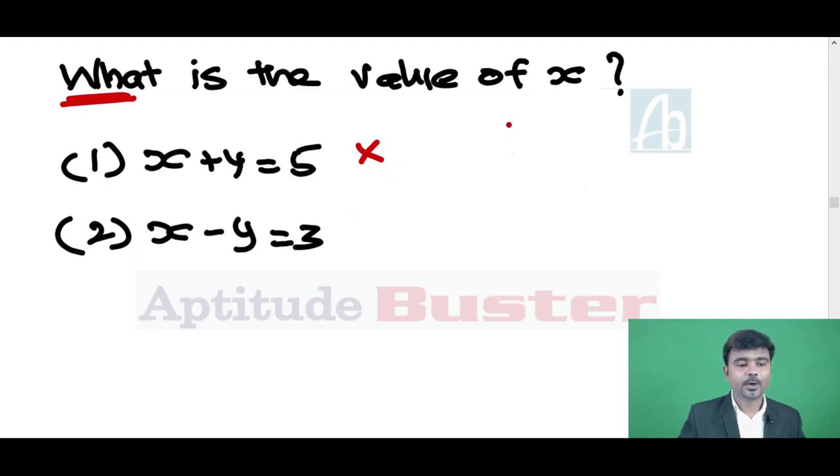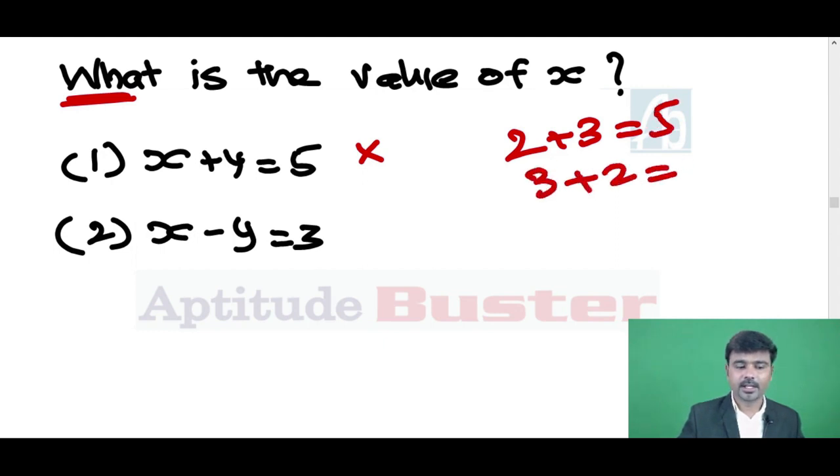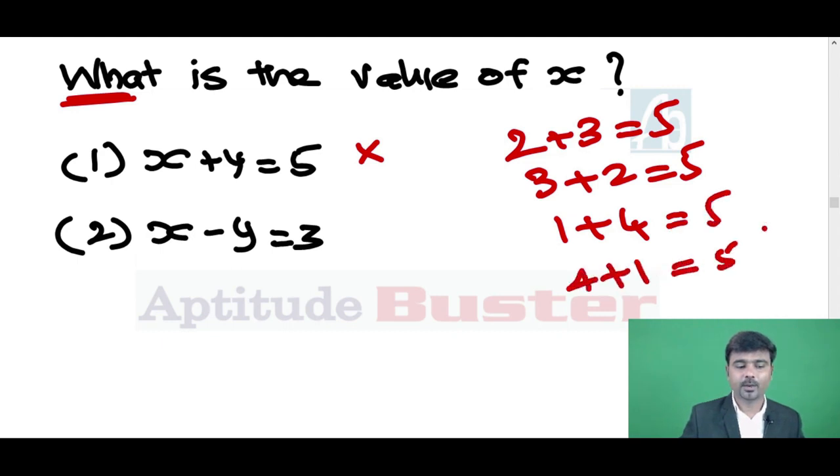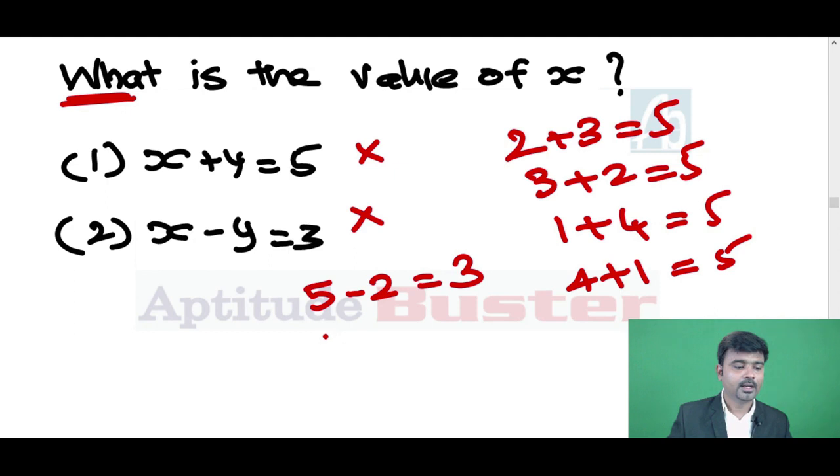The reason is 2 plus 3 is equal to 5, or 3 plus 2 is equal to 5, 1 plus 4 is equal to 5, 4 plus 1 is equal to 5. Now we can't say the unique value of x. That's why the first statement is not sufficient. Read the second statement alone. x minus y equal to 3. Is it sufficient to say the value of x? No. The reason is 5 minus 2 is equal to 3, or 7 minus 4 is equal to 3. We have many possibilities. So the second statement alone is not sufficient.